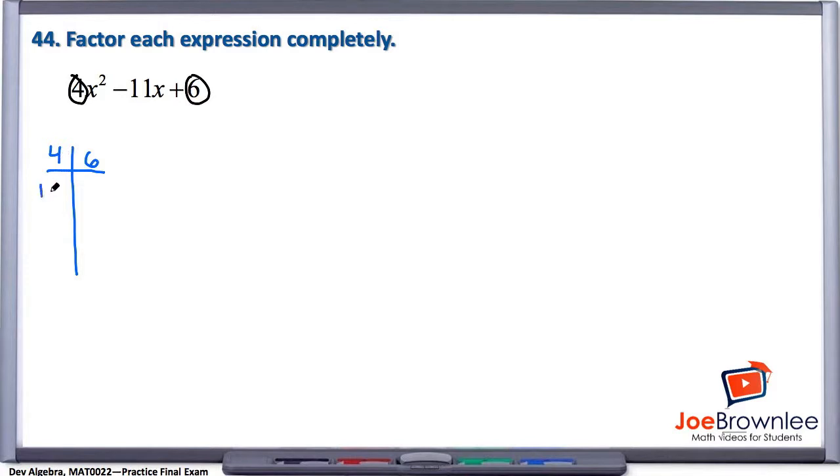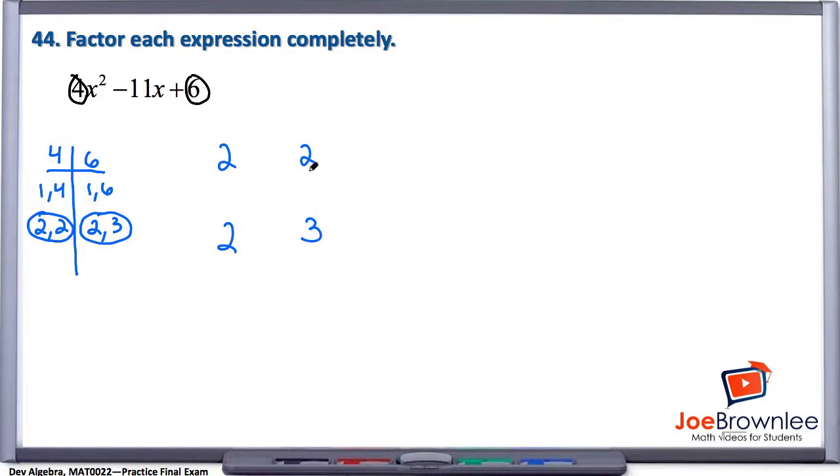And we're going to list all of the factors of each of these respective numbers. So the factors of 4: 1 times 4 gives us 4, and 2 times 2 gives us 4. And for 6, we have 1 times 6 and 2 times 3. Now what we're going to do is try to combine these different factors in a way that will add to give us a negative 11. As I've mentioned in class, we always want to start with the numbers that are closest together. 9 times out of 10, those factors will work for us.